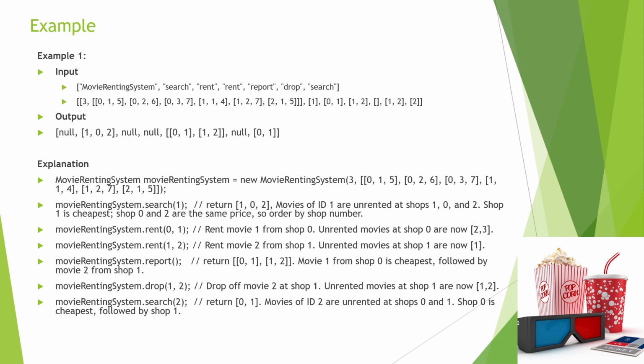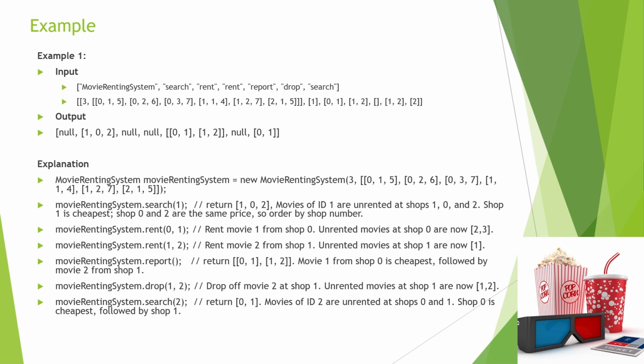Now coming to the second input, which is search 1, which means give me the sorted list of all the shops that carry an unrented copy of movie 1. As you can see in the movie renting system, movie 1 is carried by shop 0, shop 1 and shop 2. Shop 0 has the price 5, shop 1 has the price 4, shop 2 has the price 5.